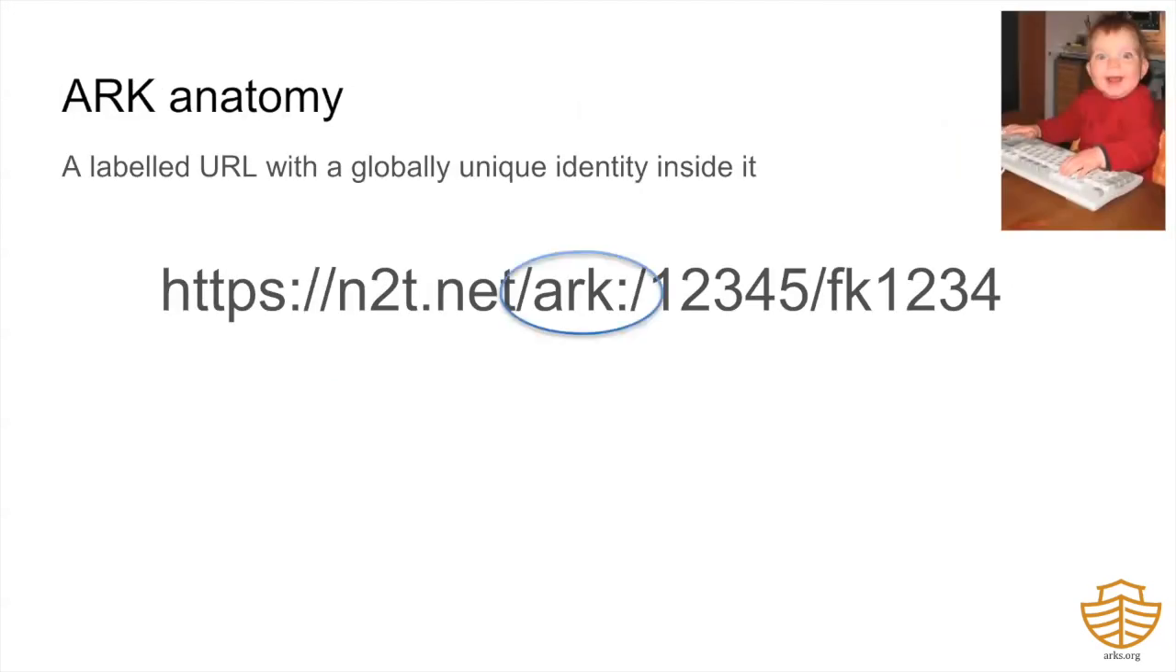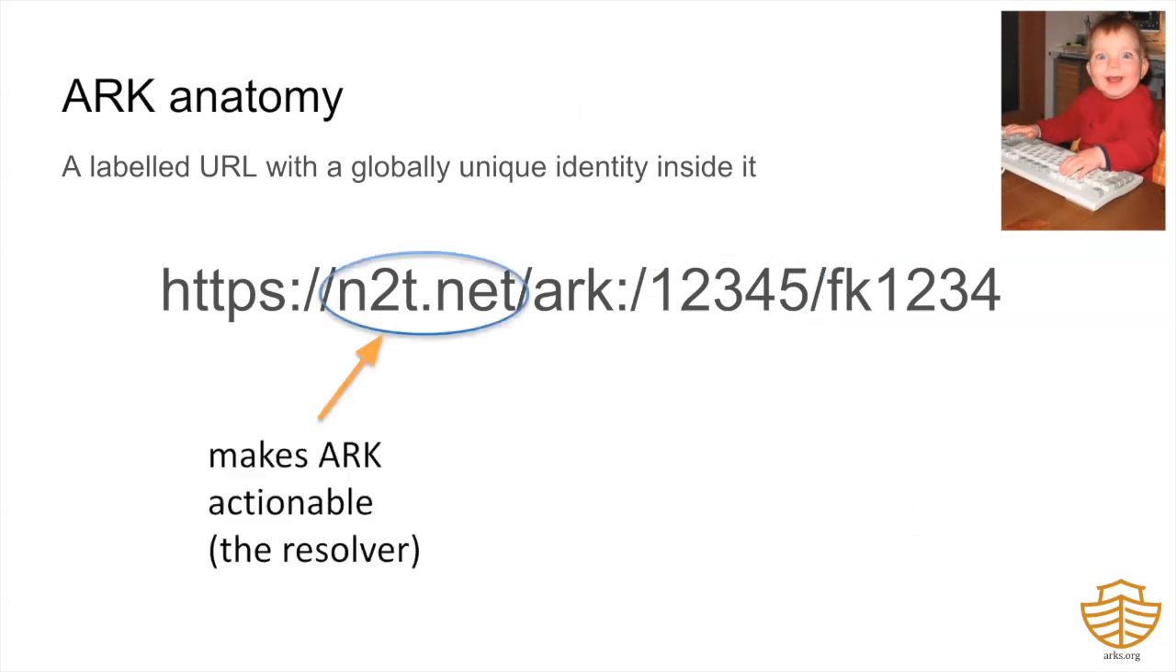Here's what an ARK looks like. At first glance, it's a URL that carries this internal label. To the right, the five-digit name assigning authority number, or NAN for short, identifies the organization that created the ARK. Further right, the part after the NAN names the thing that the ARK is assigned to. To the left, the host name makes the ARK actionable or something you can click on. It's also known as the resolver.